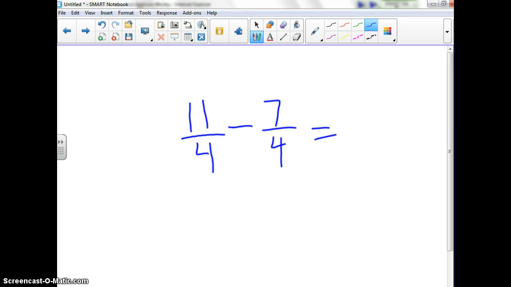America? How did you get that? Because 11 minus 7 equals 4, and the denominator is 4, and 4 is 1 whole. Okay, I like how you said that, except there was one little word that didn't make sense. You said 4 and 4. 4 over 4. Thank you. 4 over 4, because the bar means to do what? Divide. 4 divided by 4 is 1.